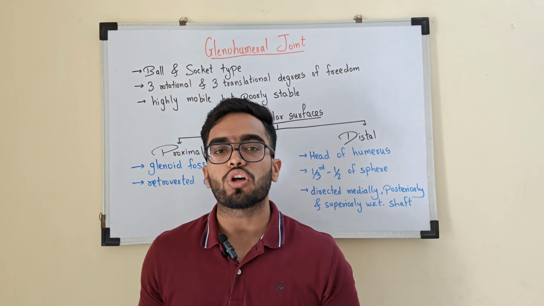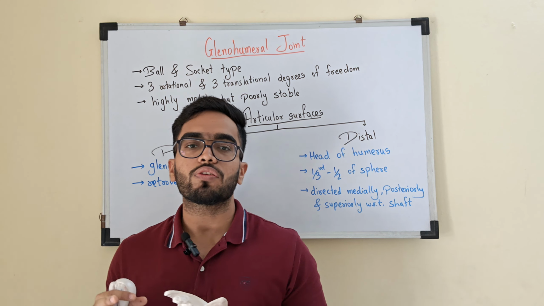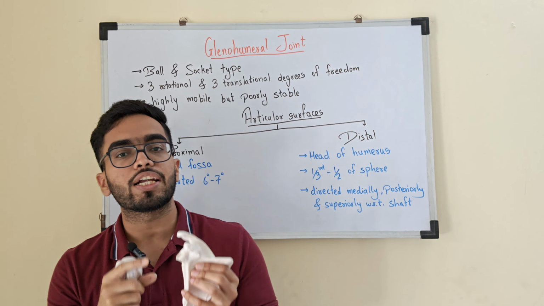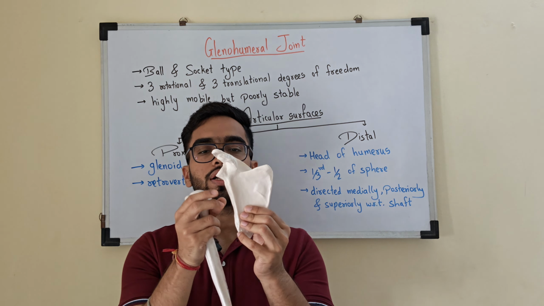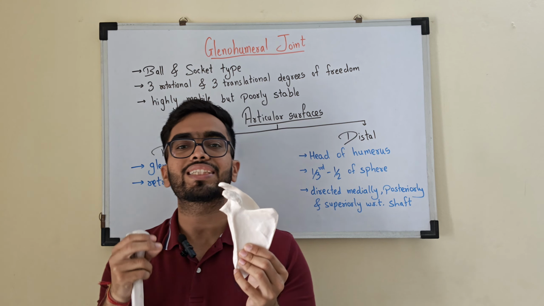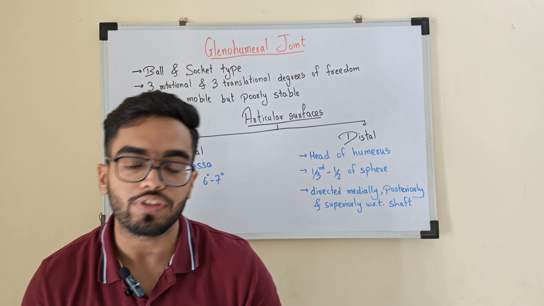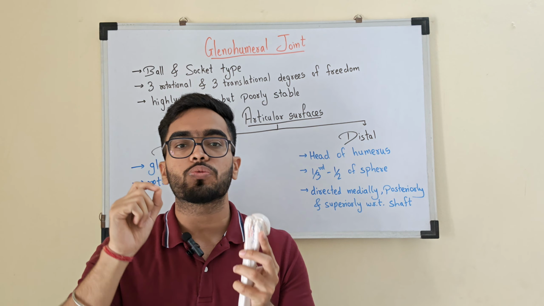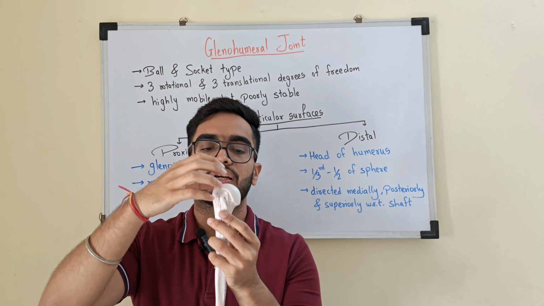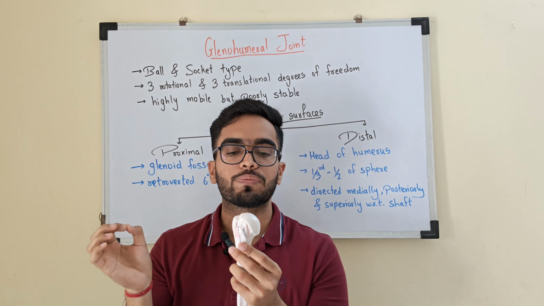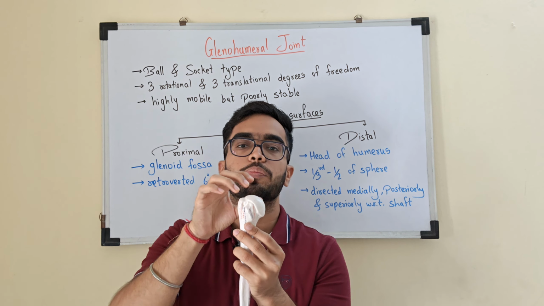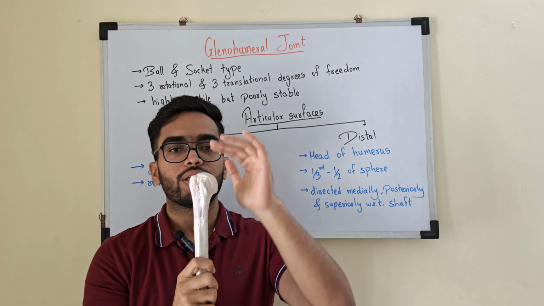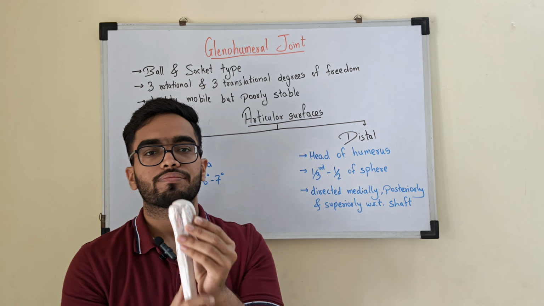Glenohumeral joint is a ball and socket variety of synovial joint. It comprises two surfaces. The proximal surface consists of the glenoid fossa, which is retroverted 6 to 7 degrees, so it faces in the backward direction. The distal surface includes the head of humerus, which is 1/3 to half of a complete sphere. So it is a part of a sphere and not a complete sphere, and it faces medially, superiorly and posteriorly.